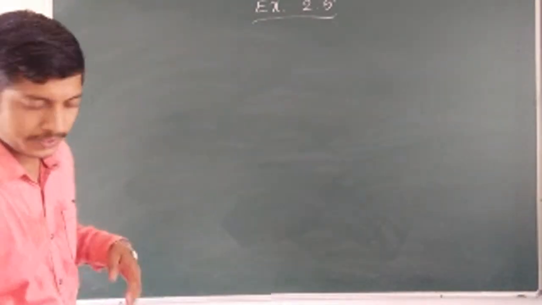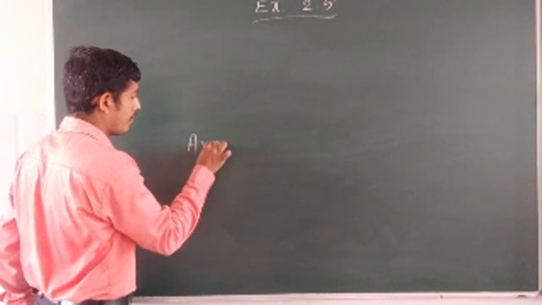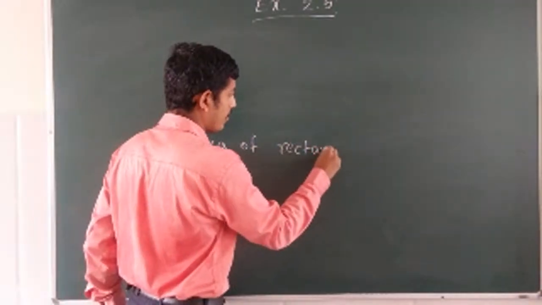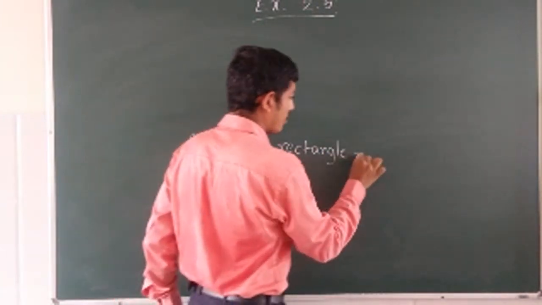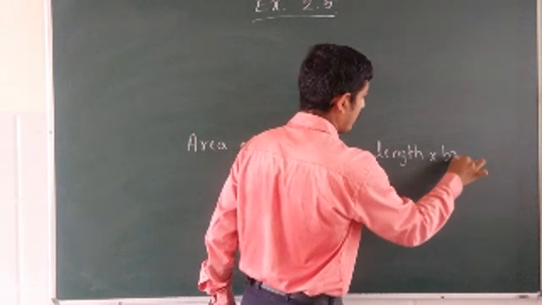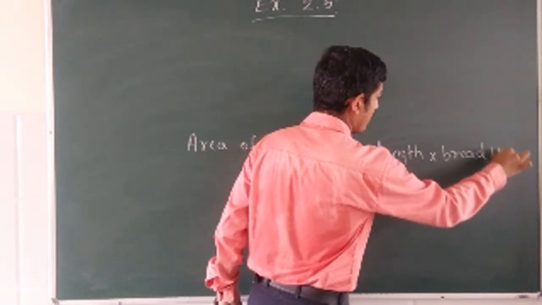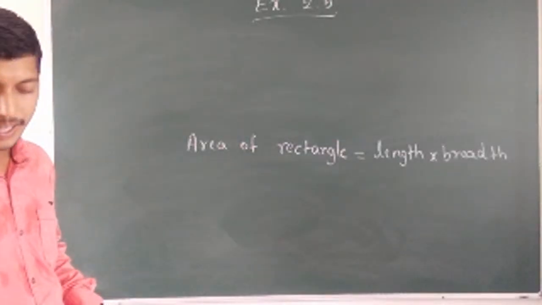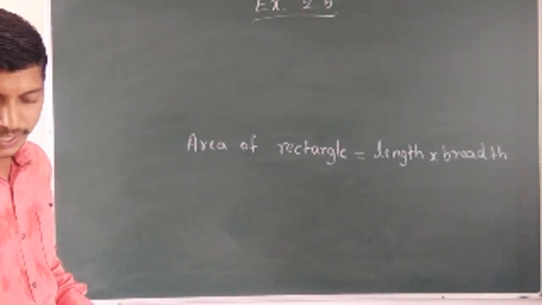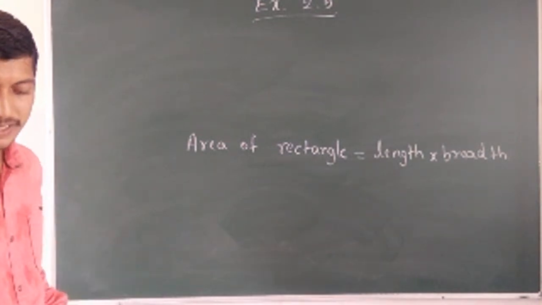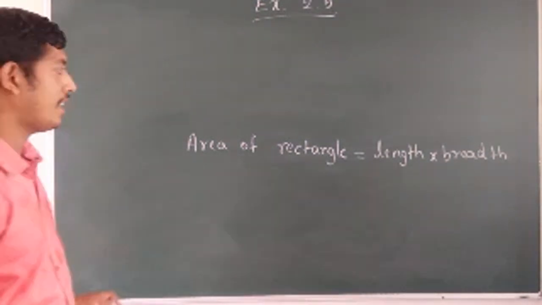Yes or no? Area of rectangle equals length into breadth. Now based on this formula we have to find it. So the area is given, that is 25a square minus 35a plus 12. That is the area. Now we have to find out the length and breadth.